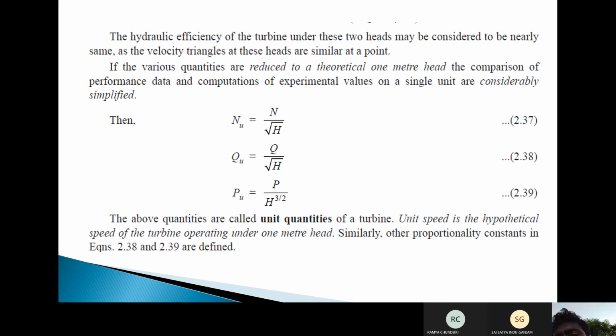Draft tubes are of 4 types: Moody spreading, simple elbow, and inlet of circular section with outlet of rectangular section. Okay, draft tubes are 4 types. These are the important small answer questions.